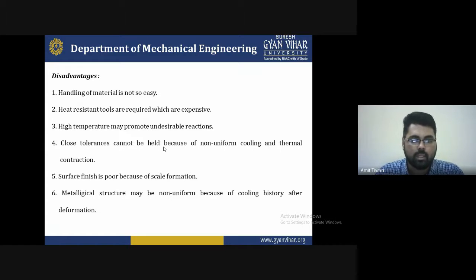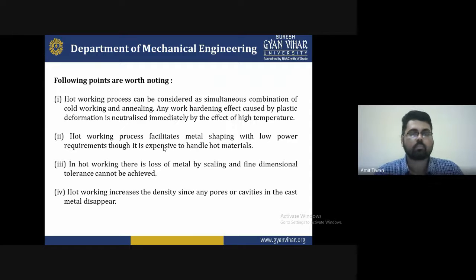Sixth, the metallurgical structure may be non-uniform because of cooling history after deformation. After completing the hot rolling process, the material is transferred for cold rolling. Because of the cooling history of the deformation, there is a chance that during the high temperature the microstructure will change. So the metallurgical structure may be non-uniform because of cooling history after deformation.